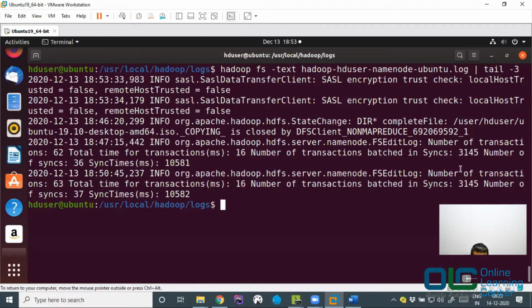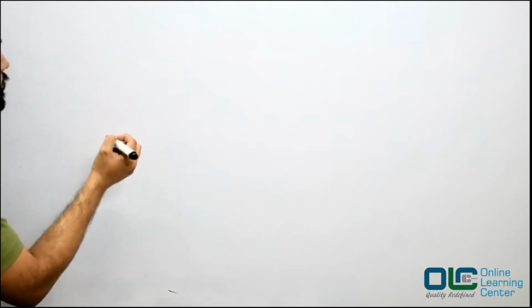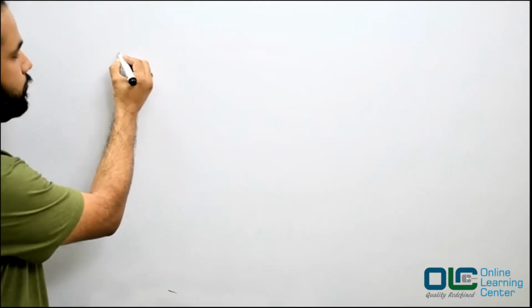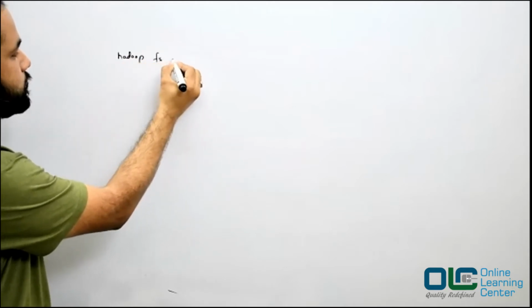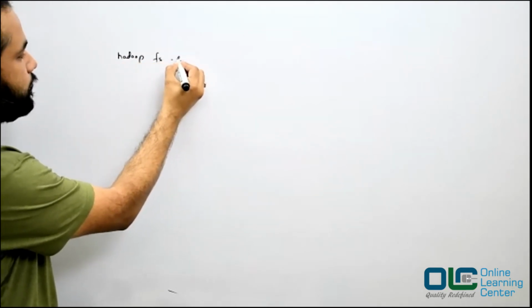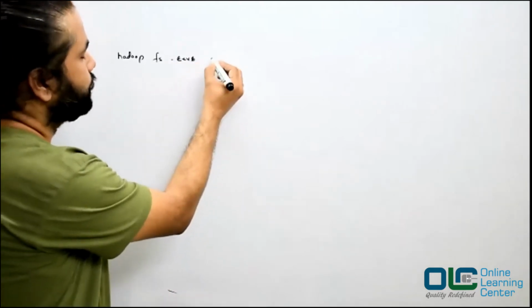So if you see this example, this pipe is basically a redirection operation. If you look into this particular command, let me explain it on the board. What we are trying to learn is, I have done hadoop fs -text, and we took that log file.